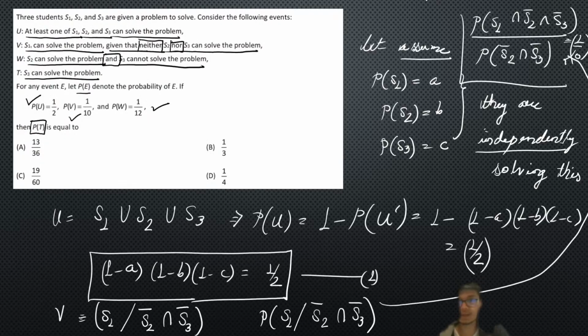Now if you have all this information, what I would suggest doing is this: if we look at this particular condition, it is A into (1 minus B) into (1 minus C), divided by (1 minus B) into (1 minus C). So this is basically A. So A is equal to 1 upon 10.